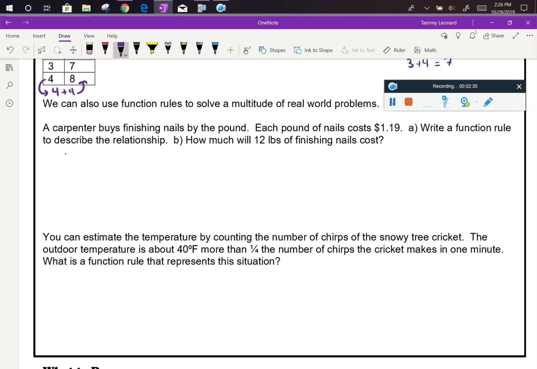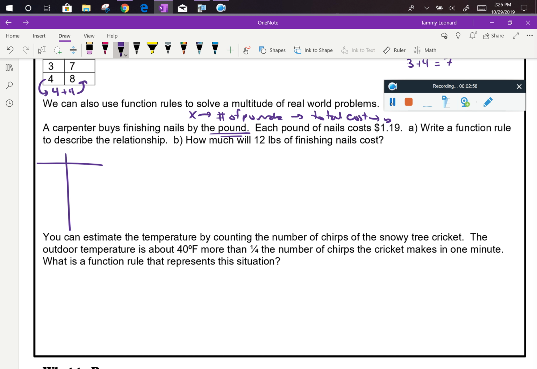So I'm going to create an XY table, but we have to think about what's the input and what's the output. So it says the carpenter buys finishing nails by the pound. So the number of pounds will determine the total cost. So that means our X is the number of pounds and our Y is the total cost.